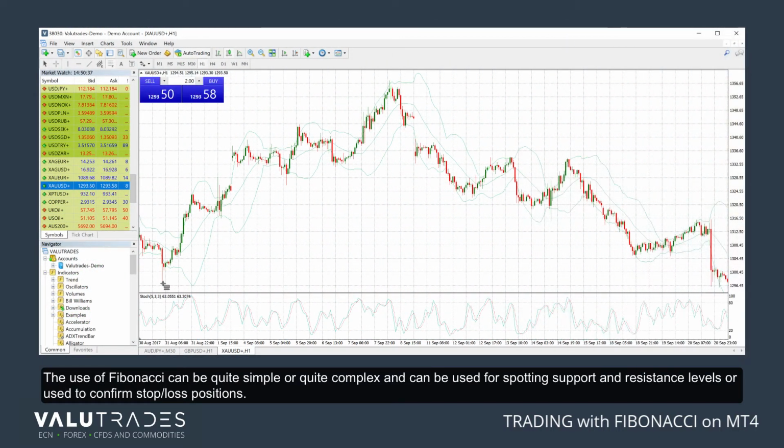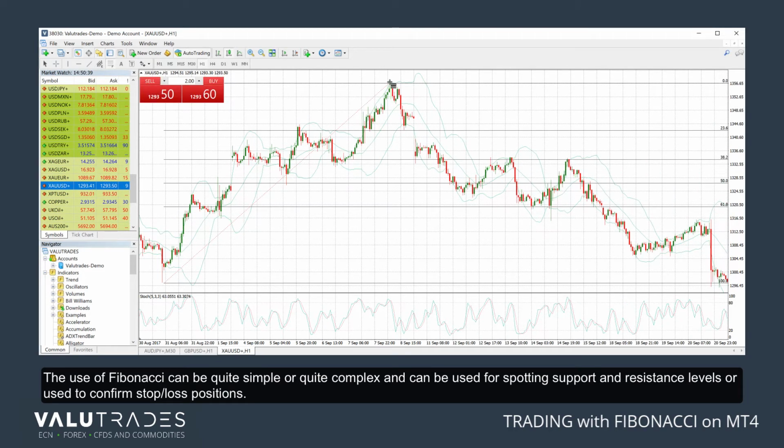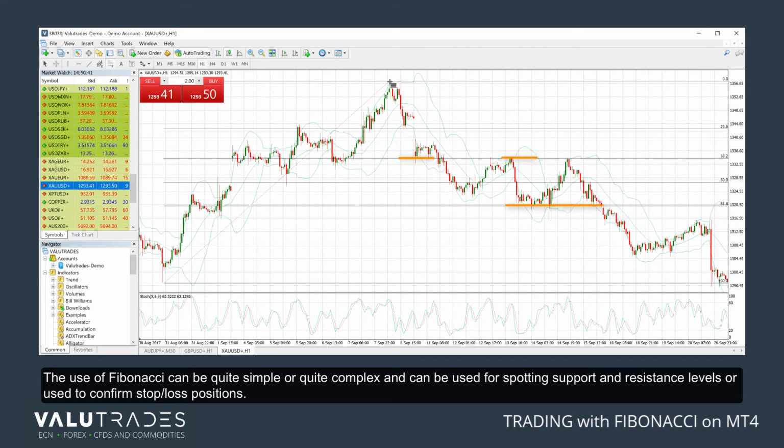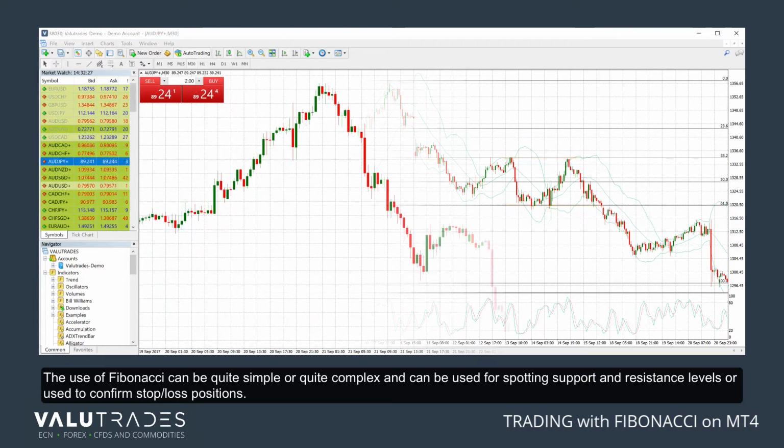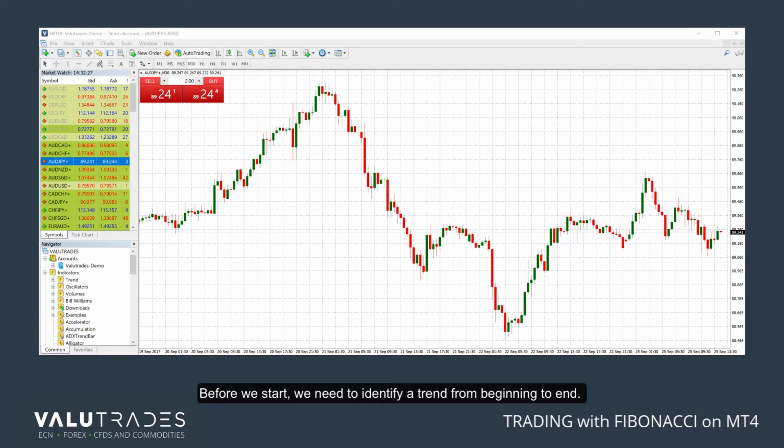The use of Fibonacci can be quite simple or quite complex and can be used for spotting support and resistance levels or used to confirm stop loss and take profit positions. Before we start, we need to identify a trend from beginning to end.